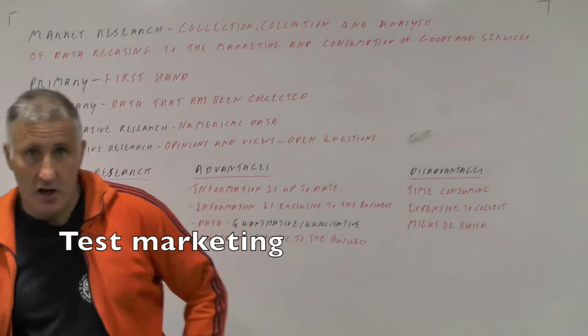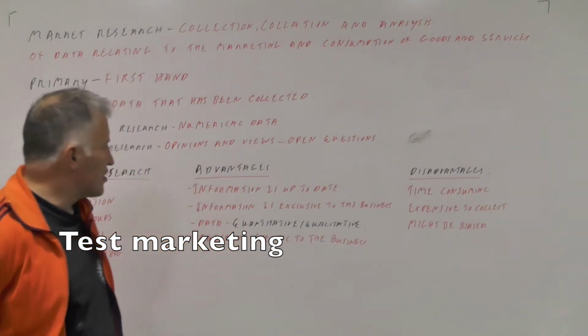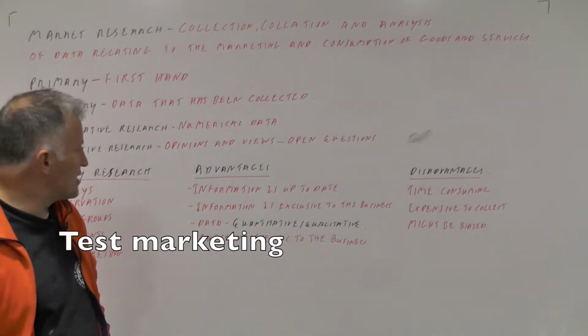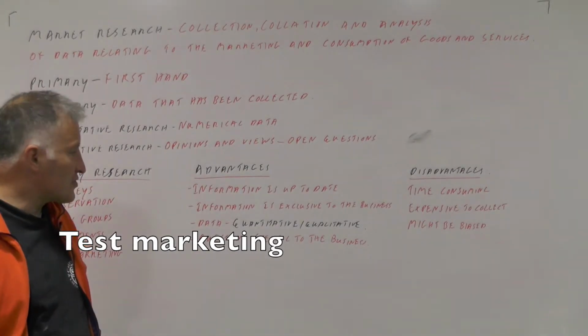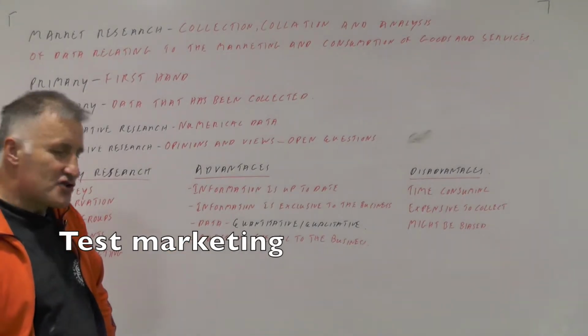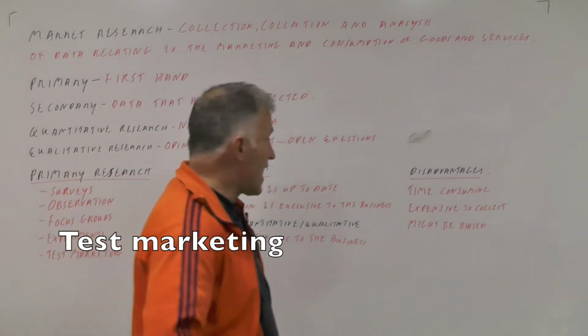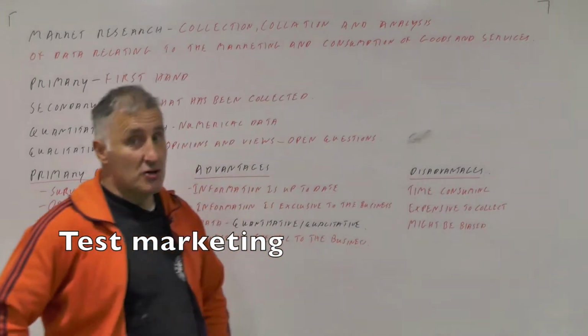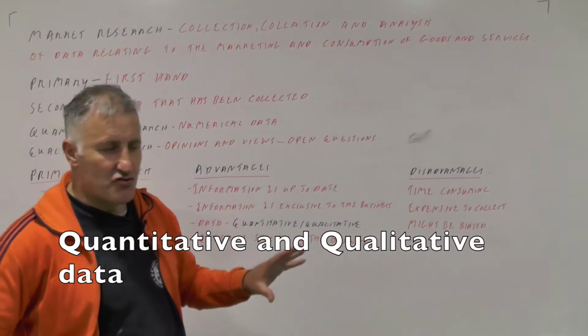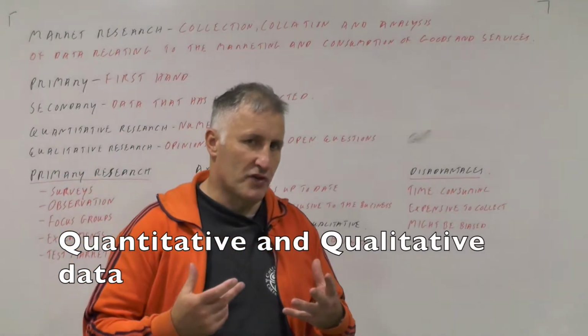The advantage of primary research is the information is up to date. It's exclusive to the particular business. The questions are specific to the business. You get quantitative data, you can get qualitative data. Disadvantages, obviously, it's expensive to collect and it takes a long time, and it still may be biased, it still may not be correct. But this is really straightforward stuff. We're just going to go through all of this.